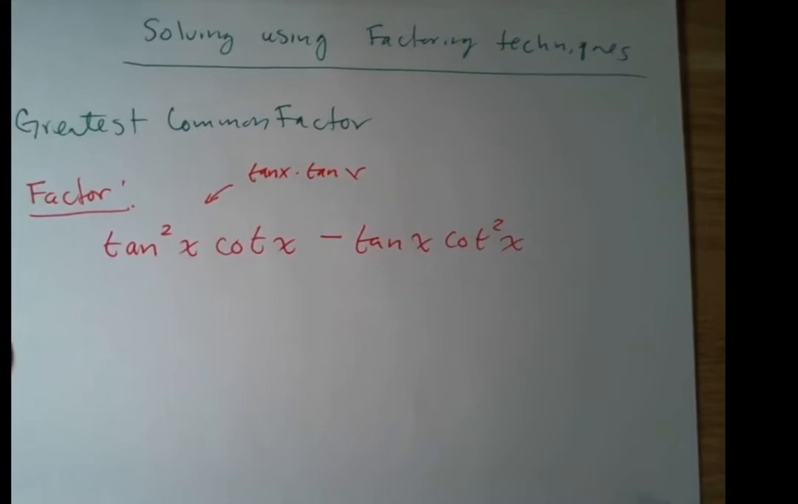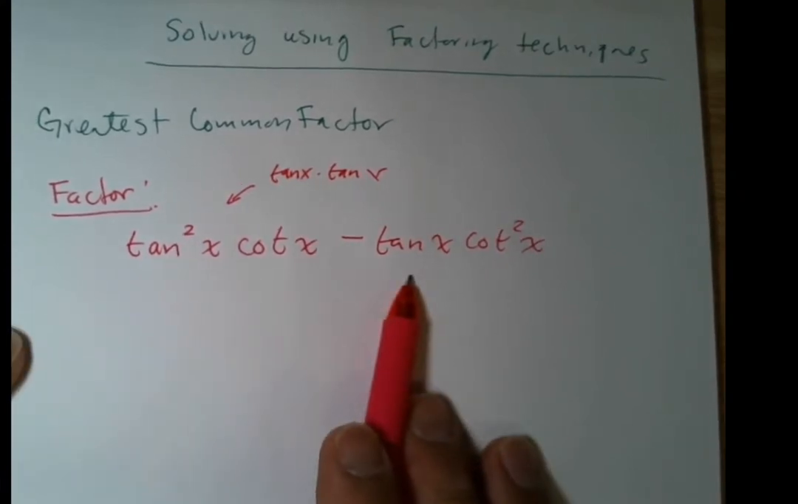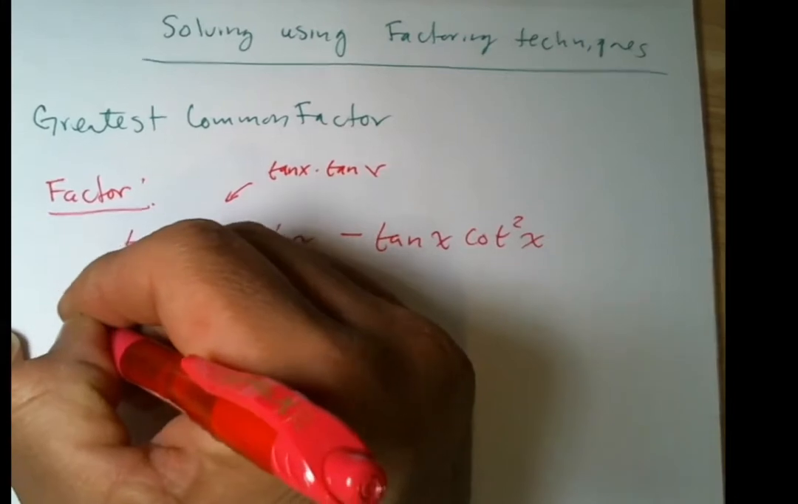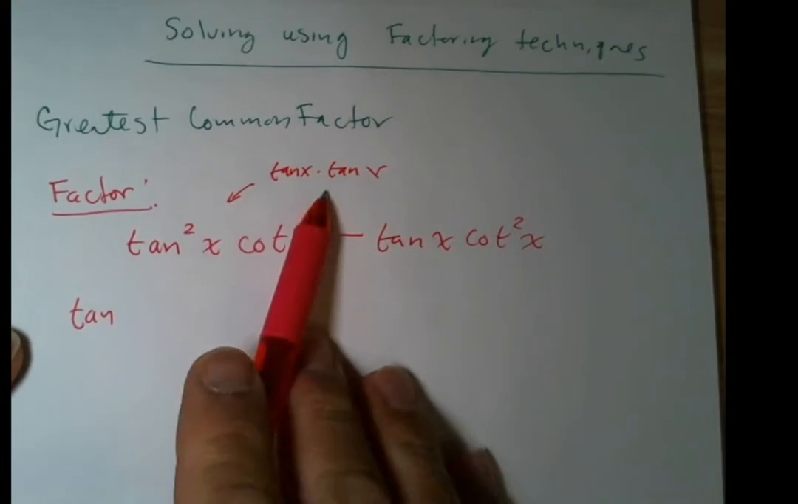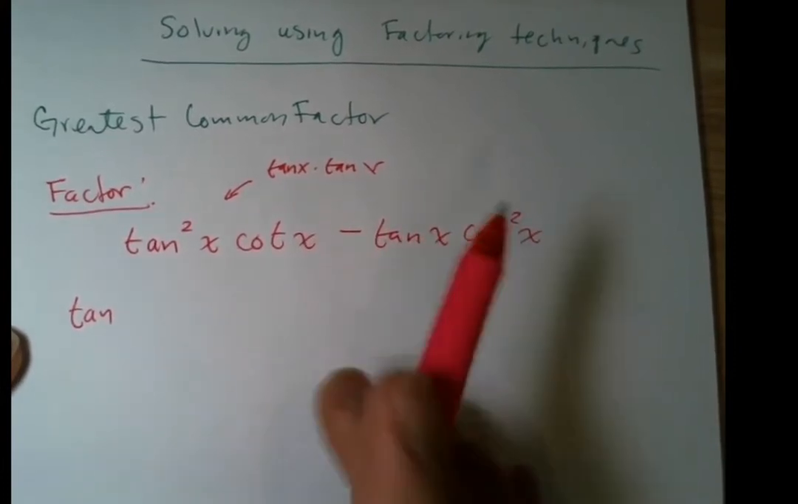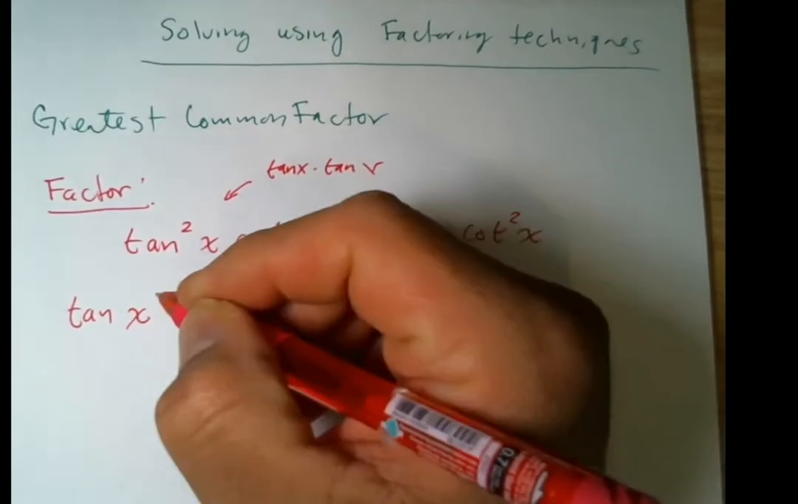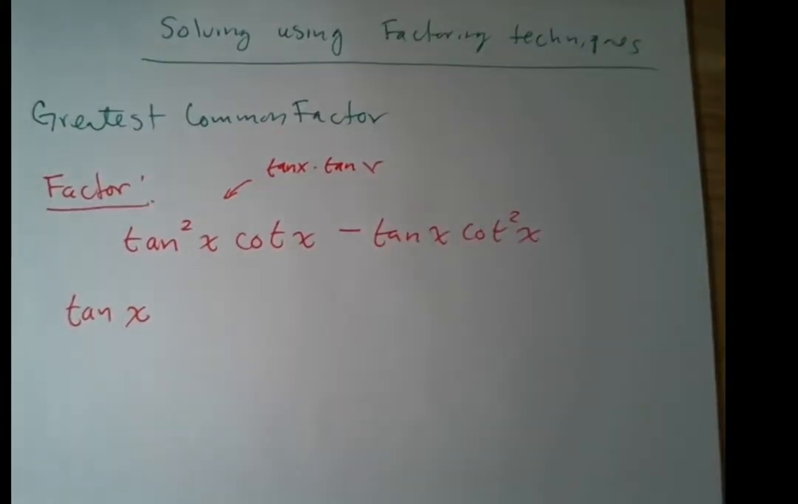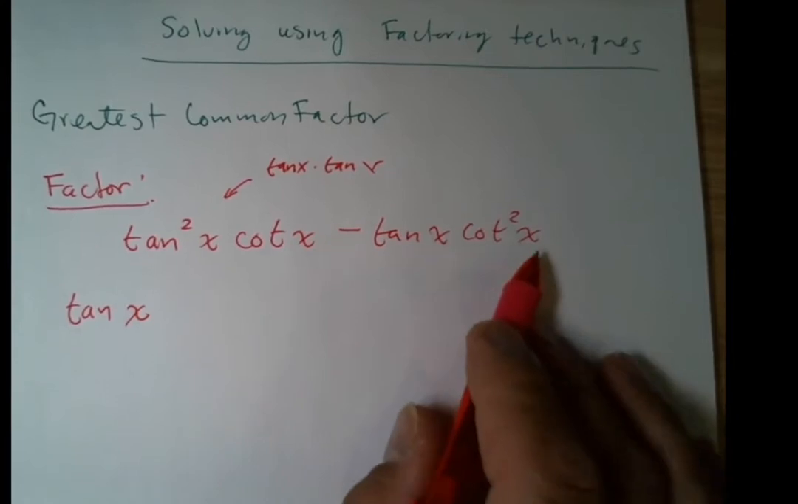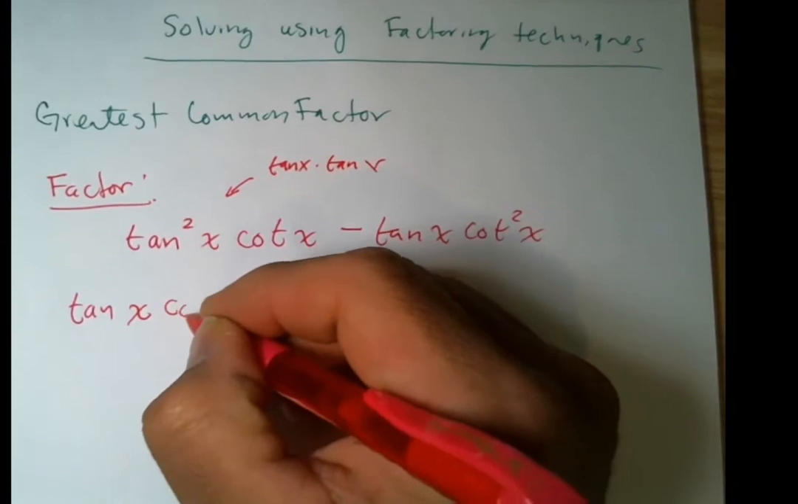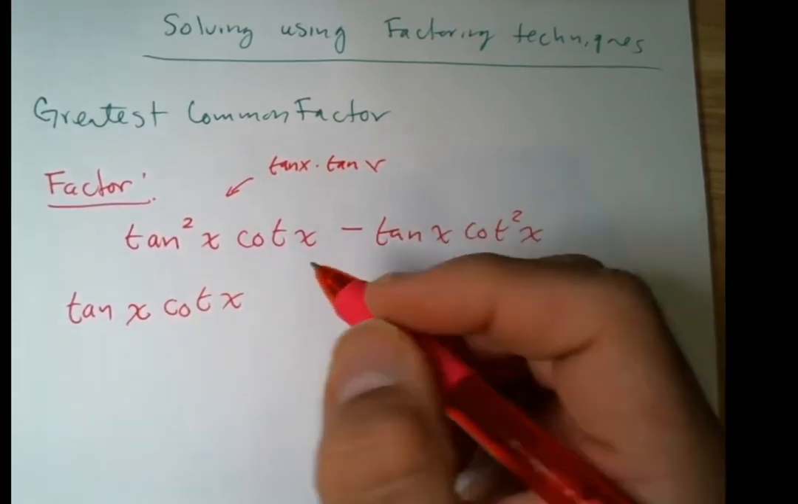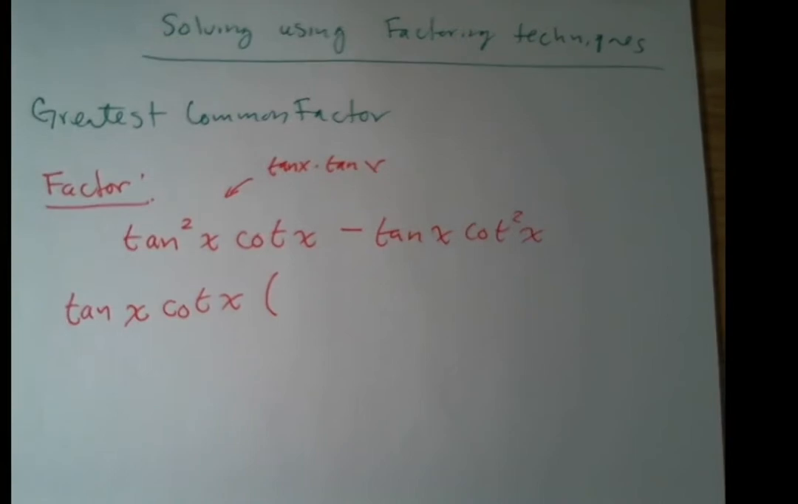So what do both of these have in common? They both have tangents and cotangents. This one has a squared tangent, but this one only has a tangent. So I choose the one that they have in common, which is simply 1. If I choose 2, this one doesn't have 2 factors of tangent. What else do they have in common? I notice they have a cotangent. This is cotangent squared, this is just cotangent, so take the lower number of factors of the two. And we have both of those in common.